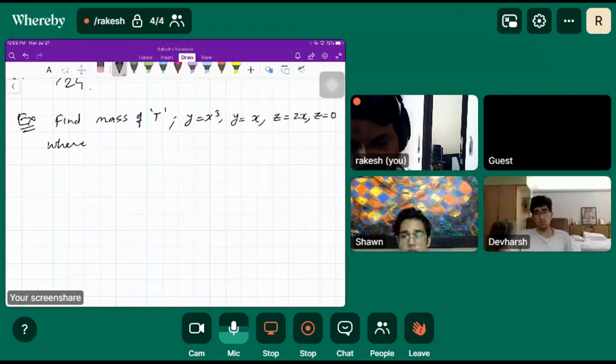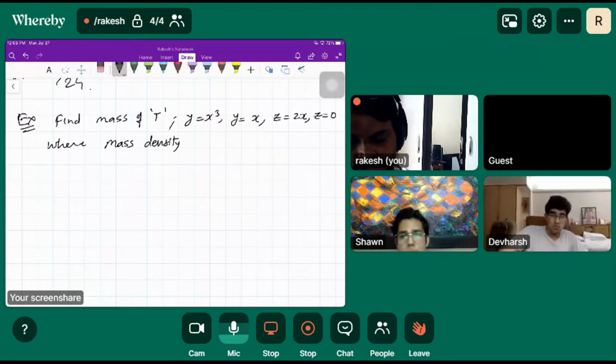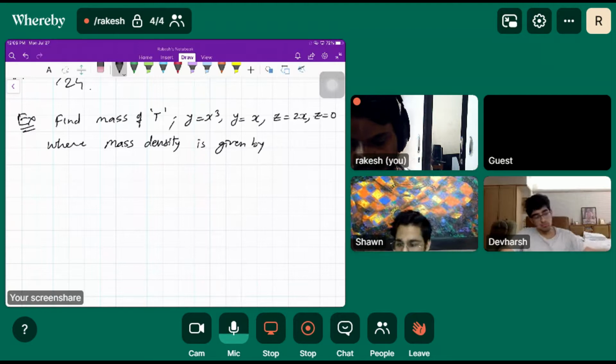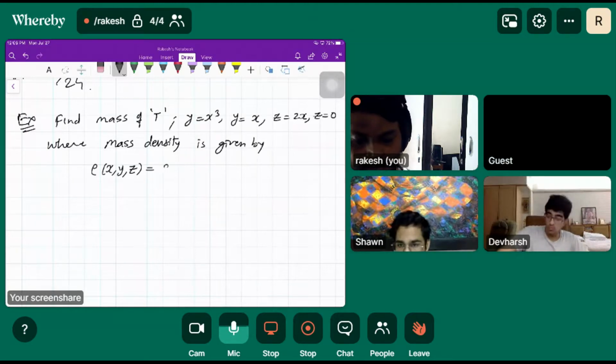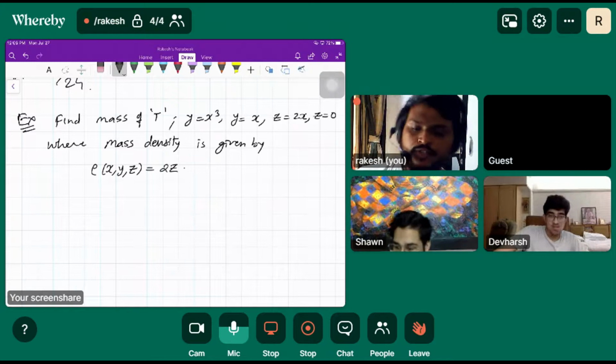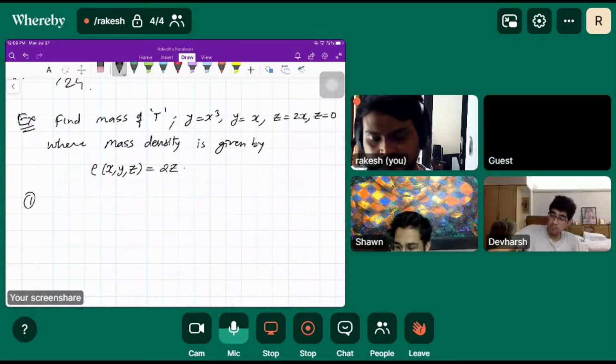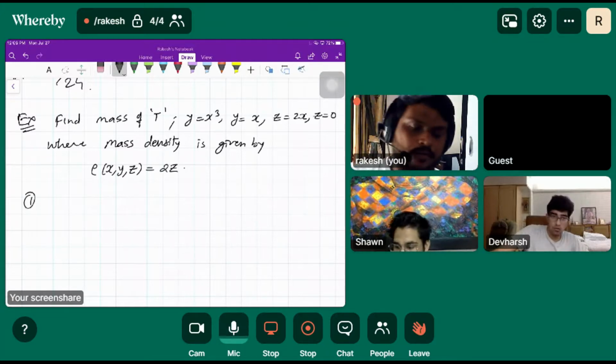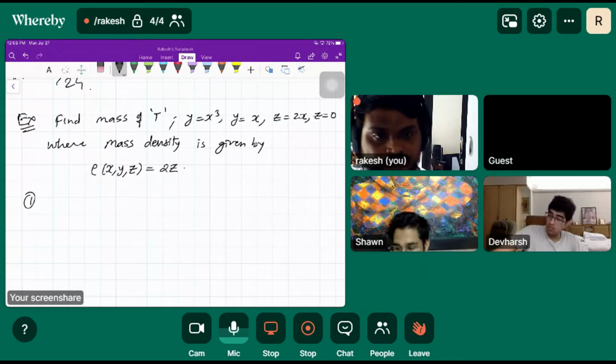Where the mass density function is given by rho of x, y, z is equal to 2z. First of all, you just find out the region R3. Okay.